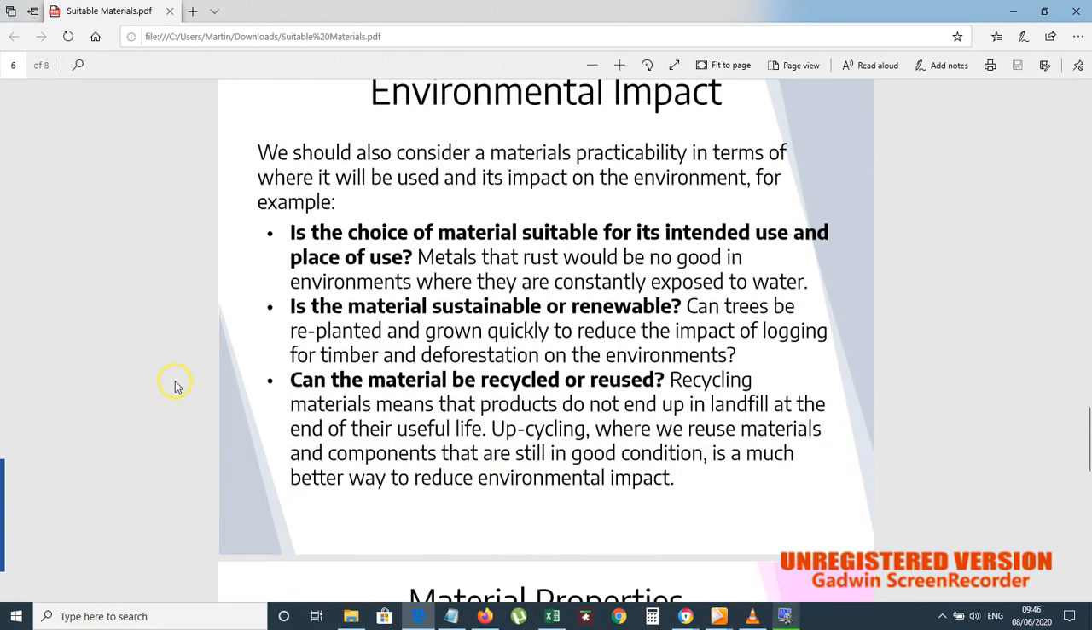So we mentioned environmental impact there. So these are the things that we're going to be thinking about. Is the material suitable for its use? So is it going to last? How reliable is it going to be? Do I have to do anything to keep it going?